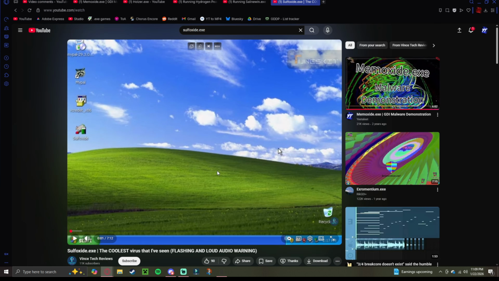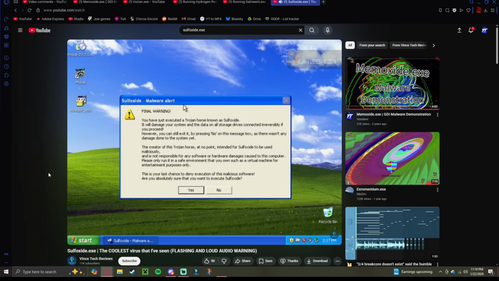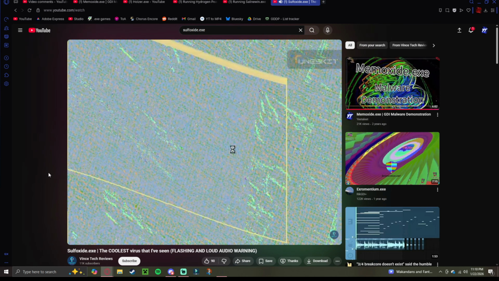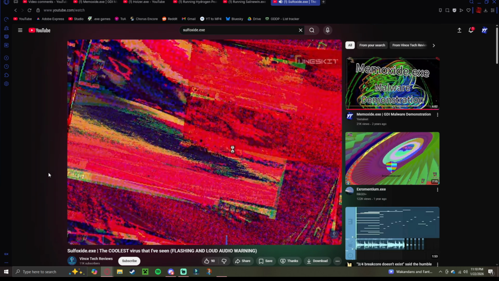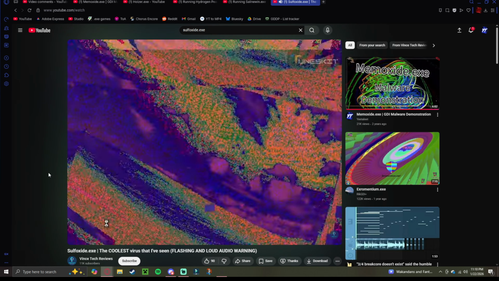so I want to take a look here. So in this one, Vince is running sulfoxide in Windows XP. I'm not sure in what part it would. Again, it's the typical GDI virus, bunch of flashing colors. You've seen it before.